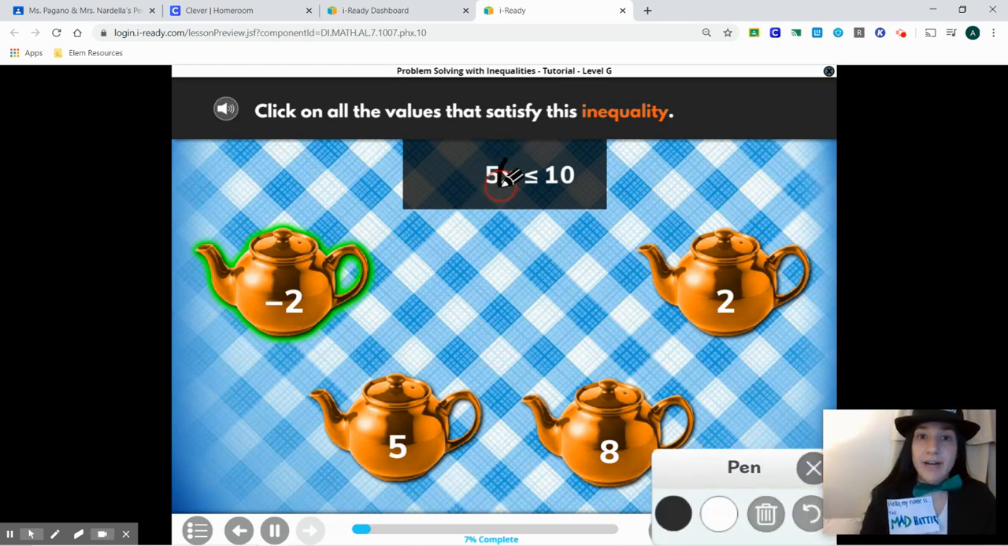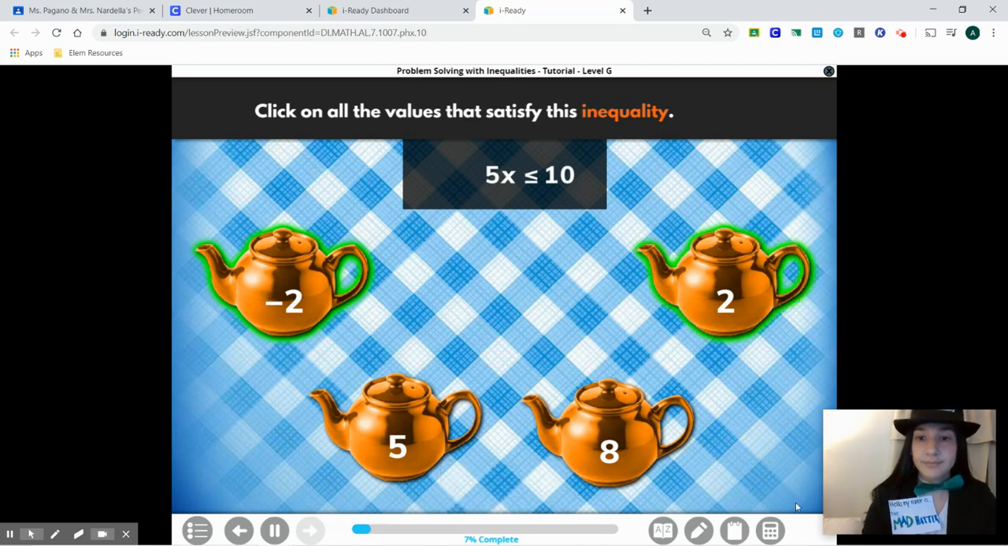Let's see what we can find out. If we substitute 5 on our next teapot in for x, we get 5 times 5, which is 25. 25 is not less than 10, so this cannot be true. Our next number is 8. If we substitute 8 in for x, we're going to get 5 times 8, which is 40. 40 is also not less than 10, so this doesn't work. Let's double check before we select. 2. 5 times 2 is exactly 10, so this is our other solution. 10 is absolutely equal to 10.